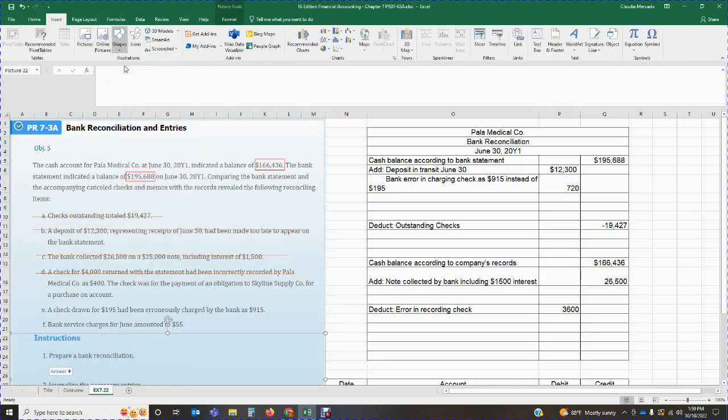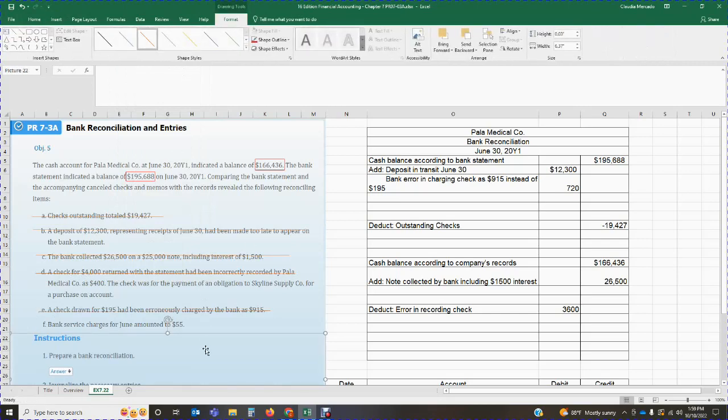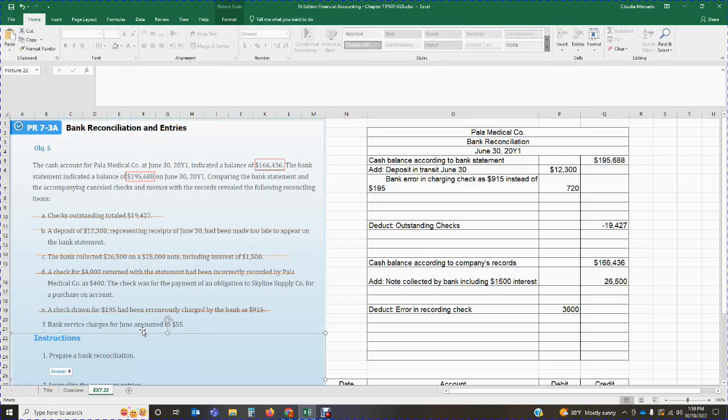Okay, so let's mark that one. Letter F. Bank service charge for June is $55. So the bank is charging you $55 to have the account. Now, whenever the banks charge service charges, do they call and ask you for your permission? No, not my bank. All they do is take the money out of my bank account.